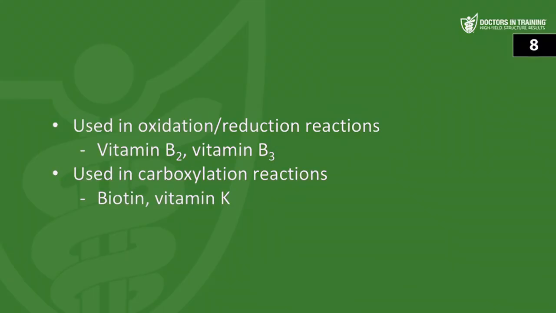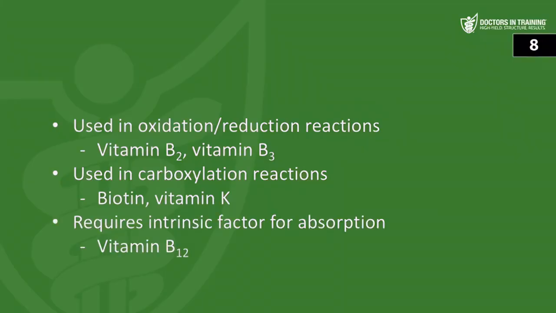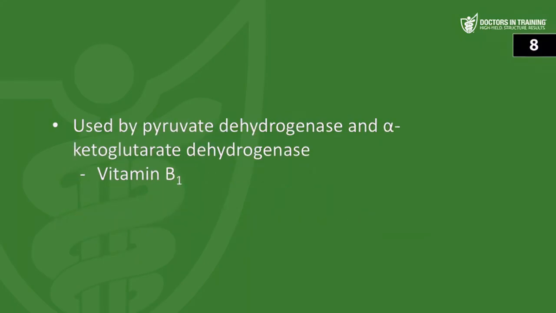Next, we have used in carboxylation reactions. So this is biochem. Now, we didn't talk about this other one. Actually, vitamin K is actually a cofactor for gamma carboxylation of glutamate. But think about biotin as the answer to that question primarily. Next, requires intrinsic factor for absorption. That's B12.